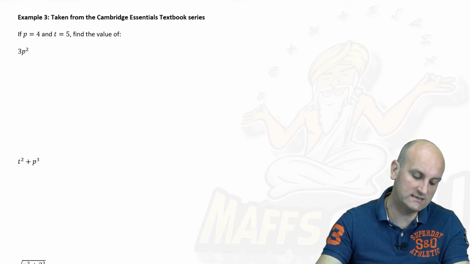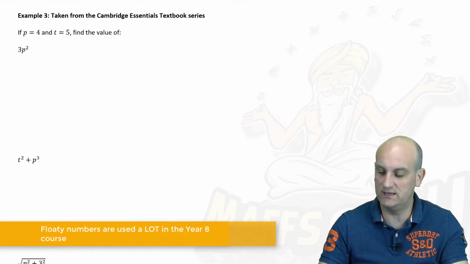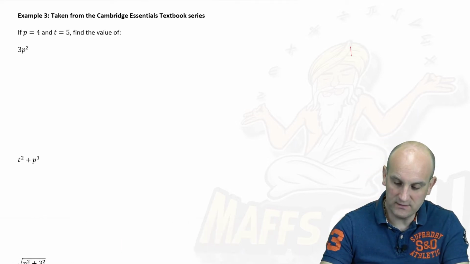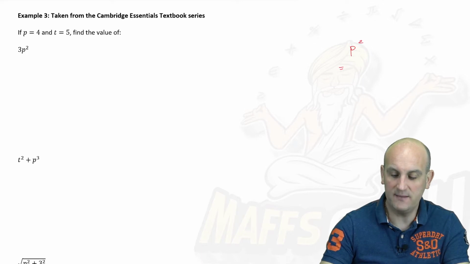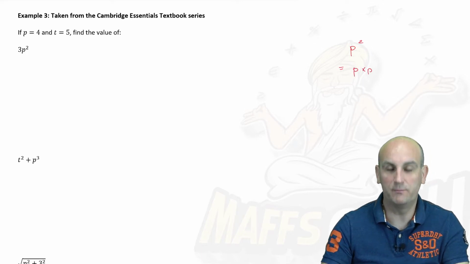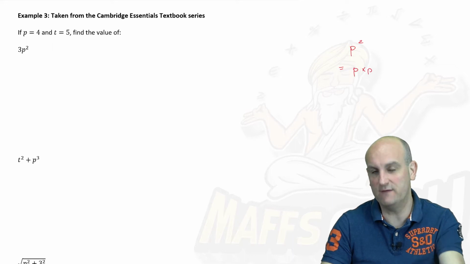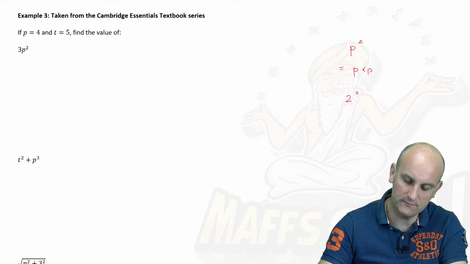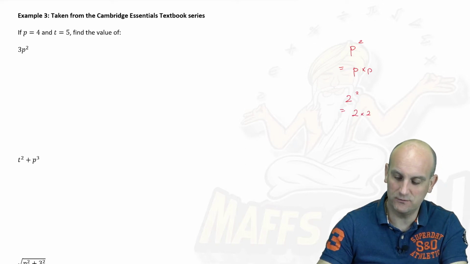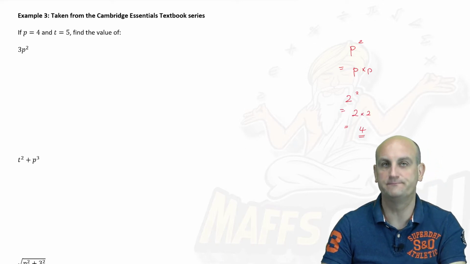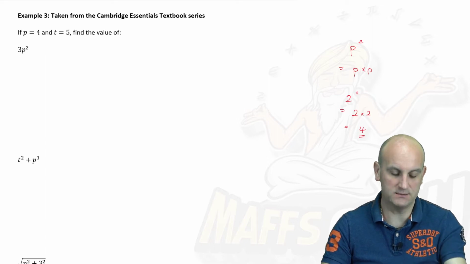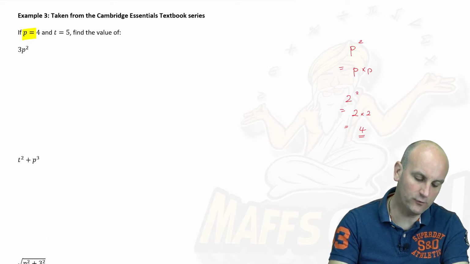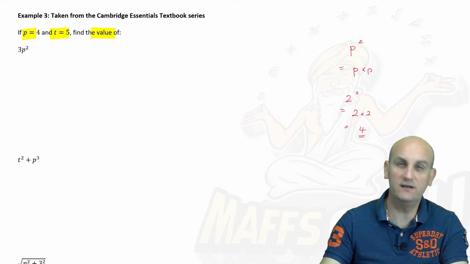Final example, getting some little floaty numbers in now. I suppose the first thing we need to do is make sure we realize what a floaty number is. When I have a floaty number, for example, p squared, that means take the p and multiply it by itself. So when we square something, we have that floaty 2, it means take it and multiply it by itself. So if I had 2 squared, for example, that would be the same as 2 times 2, which would be 4. Yeah? Okay, brilliant.